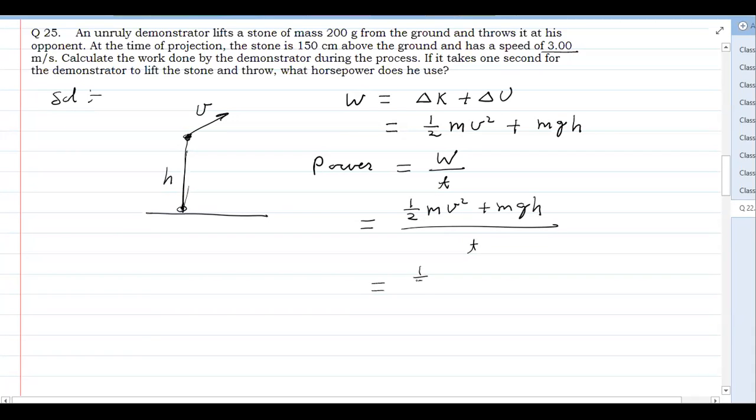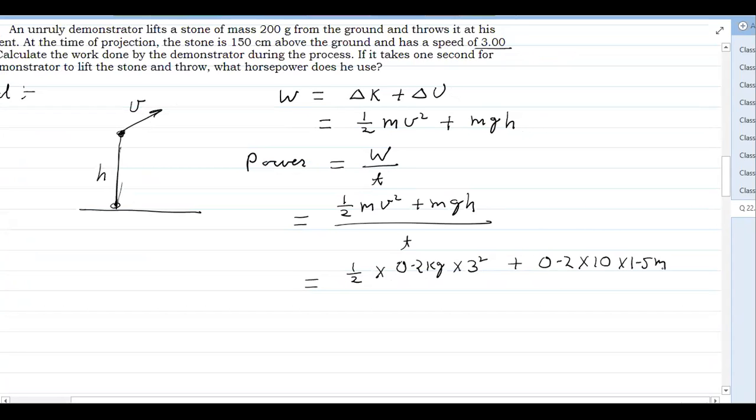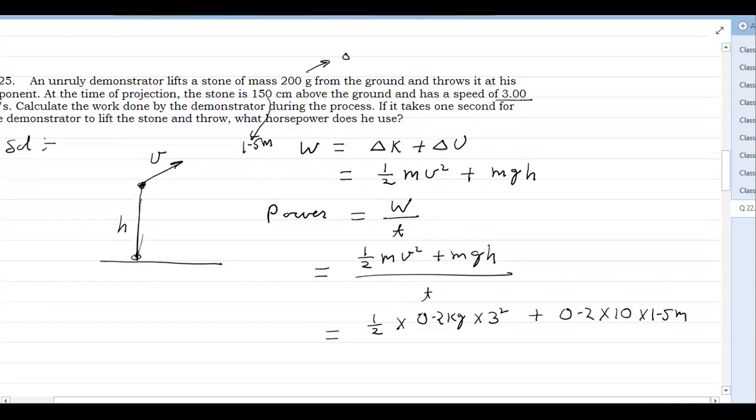So half into m, mass is 200 gram, so that is 0.2 kg. v is 3. And then 0.2 kg into g, which is 10, and height is 150 centimeter, so that is 1.5 meter. 150 centimeter is 1.5 meter, and 200 gram is 0.2 kg. So that is the thing I have written.